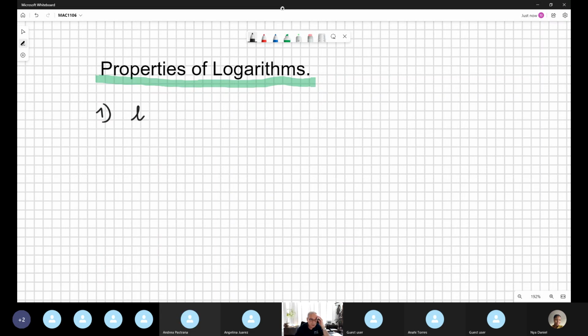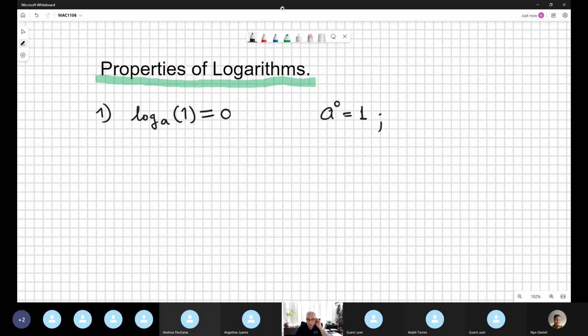Logarithm of any base, I call it A, any number, of 1 is equal to 0. The explanation of this: suppose I convert this to the exponential. The base is A, the exponent is 0, equal 1. It's obvious, no? Because any number raised to the 0 power is always 1.